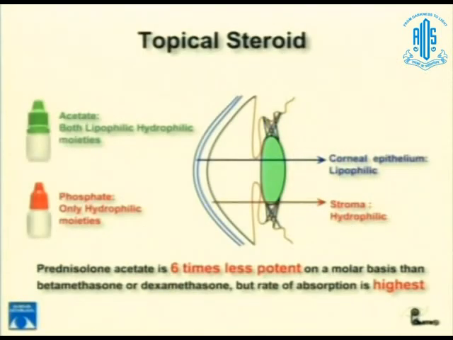Now we'll see this acetate and the phosphate. What is the difference between these two? Phosphate has only hydrophilic moieties, whereas the acetate has both lipophilic and hydrophilic moieties. And if you see the drug, this anatomical barrier, corneal epithelium, is lipophilic and the stroma is hydrophilic. So, who wins? Acetate is the winner. That is the reason prednisolone acetate, though it's 6 times less potent than dexamethasone on molar basis, is still the preparation of choice in anterior uveitis.